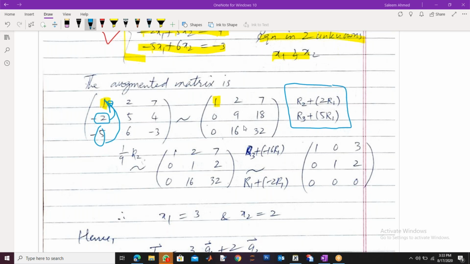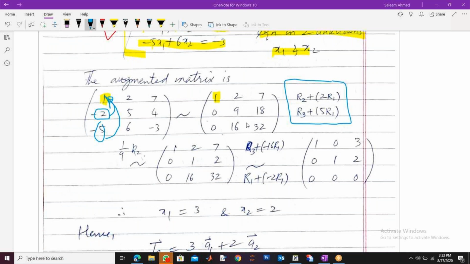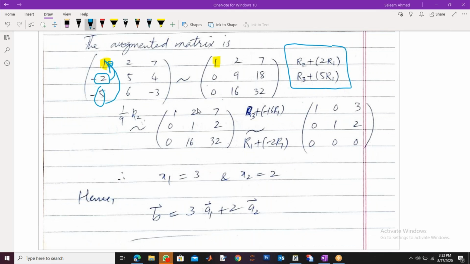So R2 plus 2 R1 means you multiplied the first row by 2 and added it to the second one. So the first row is not changed. We are only using the first row. So the first row will remain 1, 2, 7. Minus 2 plus 2 will become 0. 5 plus 4 will become 9, because 2 into 2 is 4 plus 5 is 9. 7 times 2 is 14 plus 4 becomes 18. So you got 0, 9, 18 as your row 2, because row 2 is changed here.